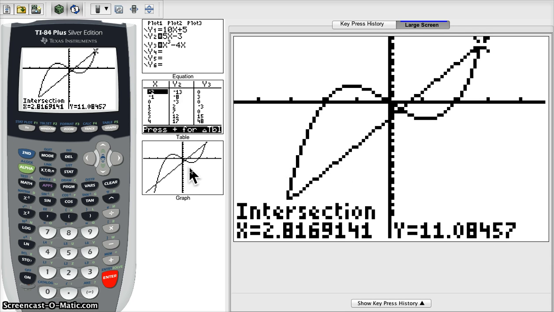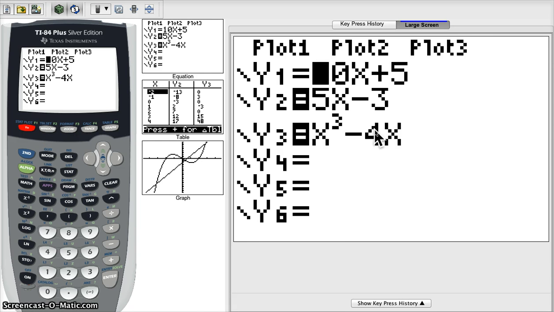So that's just one method of solving a system of equations simultaneously, and especially useful when they're kind of crazier equations that you guys aren't necessarily used to dealing with or solving algebraically.